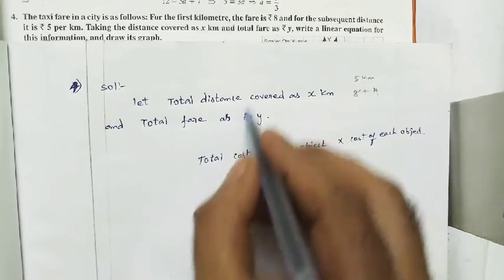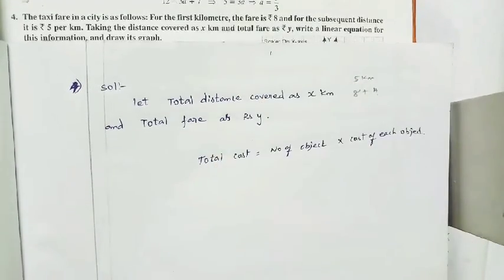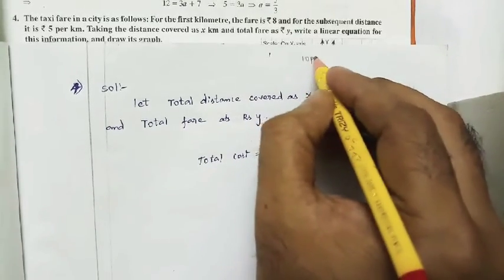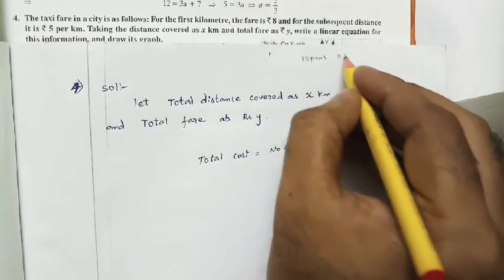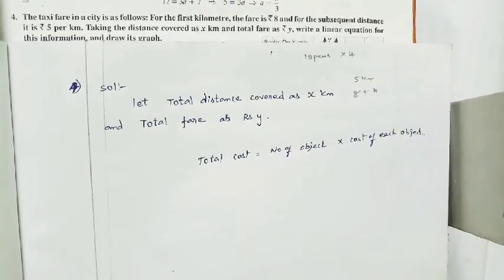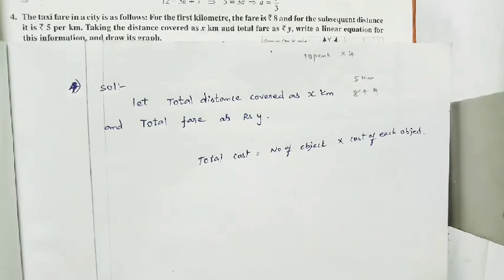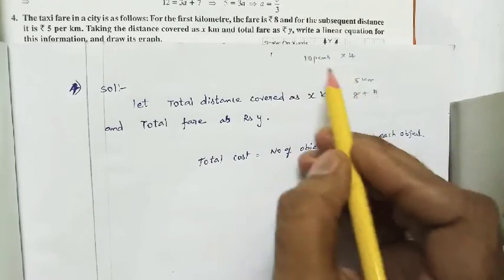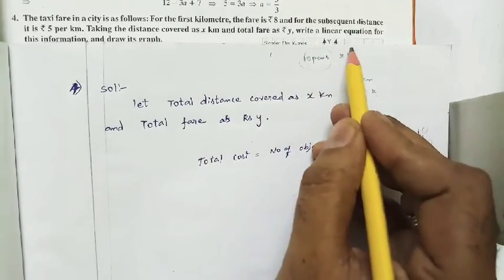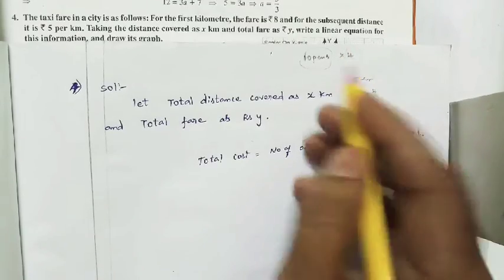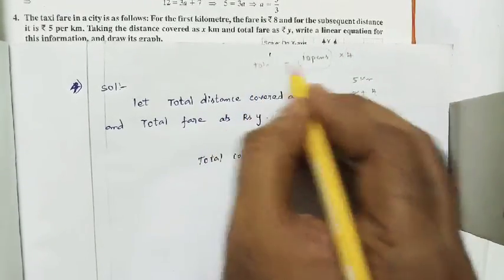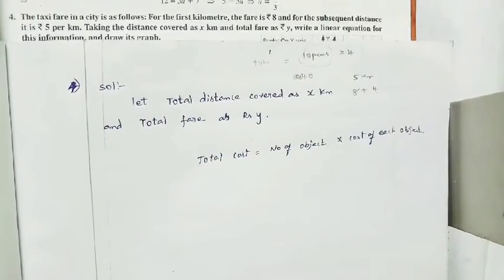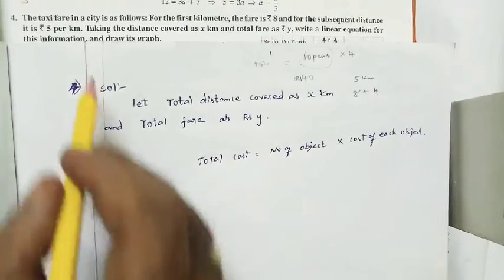Suppose you are buying 10 pens, and each pen costs 4 rupees. How much total cost do you have to pay? Number of objects into cost of each object is the total cost. That is 10 into 4 is equal to 40. Totally you have to pay rupees 40. Same like that, here they are talking about total fare.